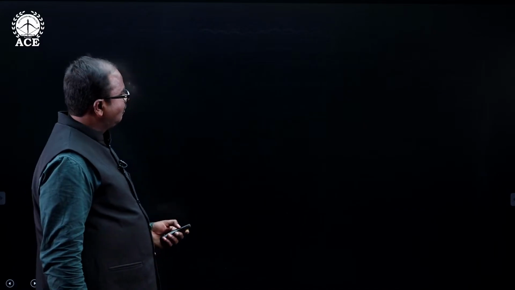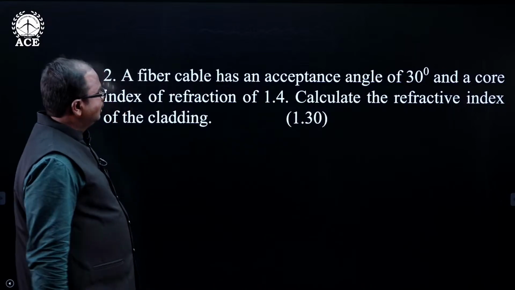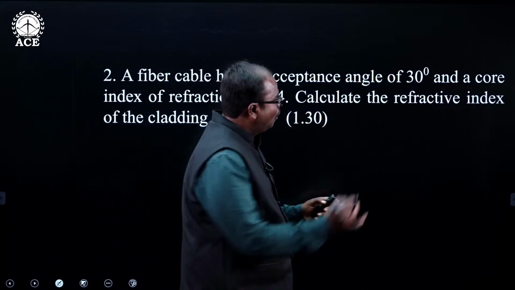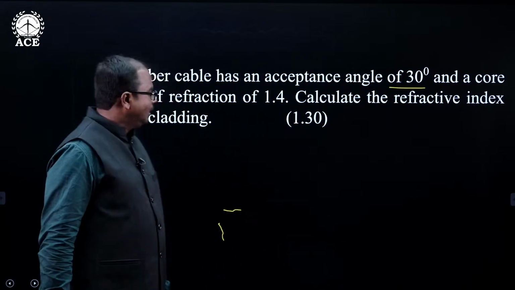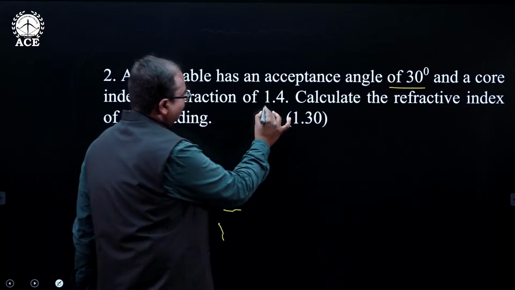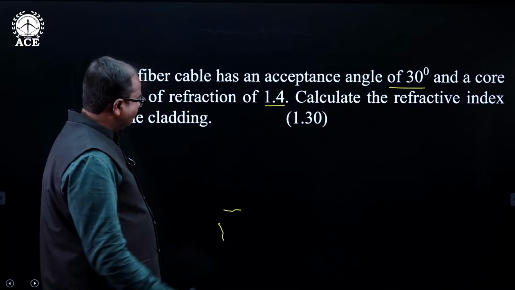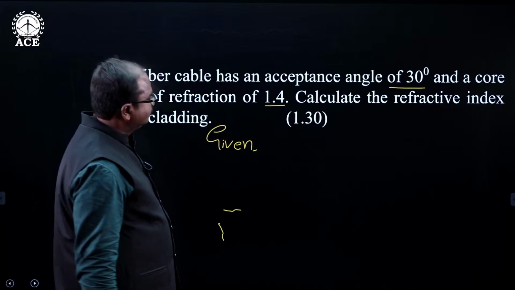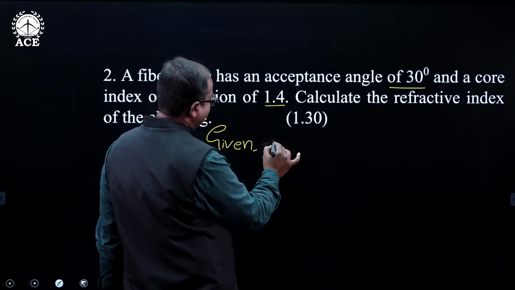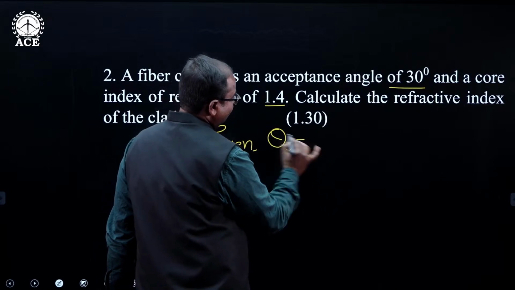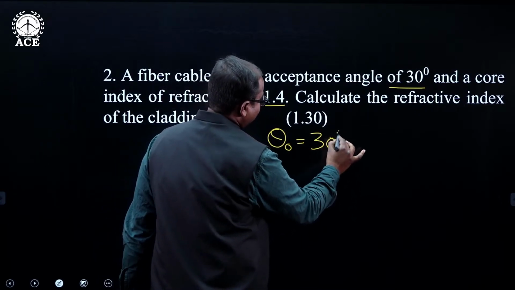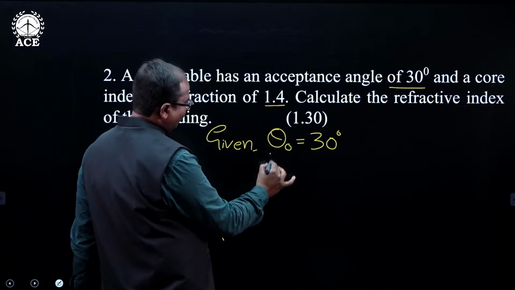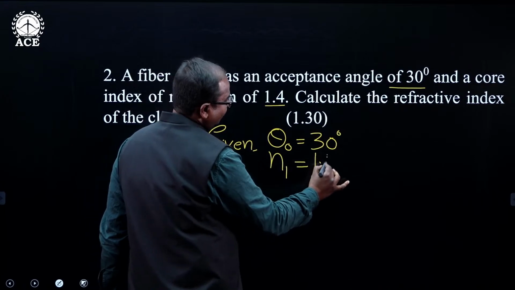Okay, let us try to solve the next problem. A fiber cable has an acceptance angle of 30 degrees and a core index of refraction of 1.4. What are the given things here? First write down the given things. Acceptance angle is equal to 30 degrees and core index of refraction, that means the refractive index of core, is given as 1.4.